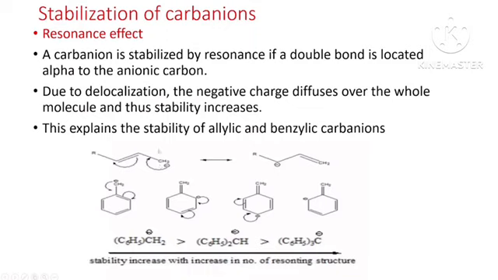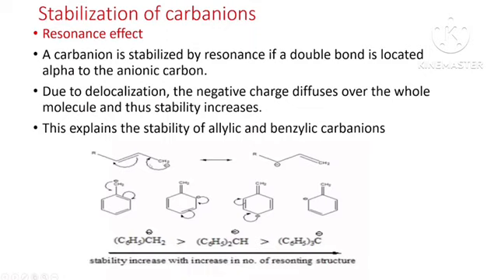So if you take this particular structure, this carbon here, the one that the arrow is pointing to, is the carbon that is located alpha to what? The anionic carbon. Okay, good.